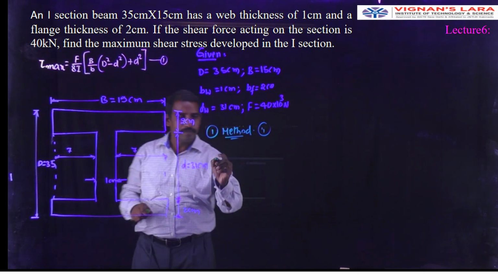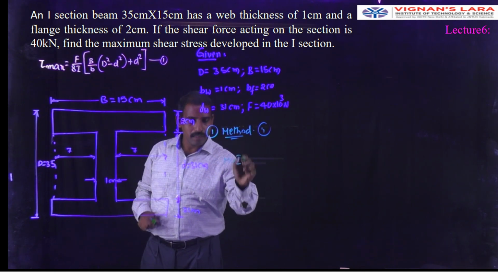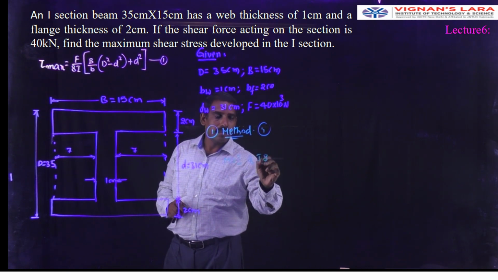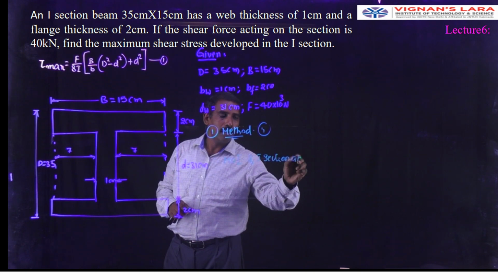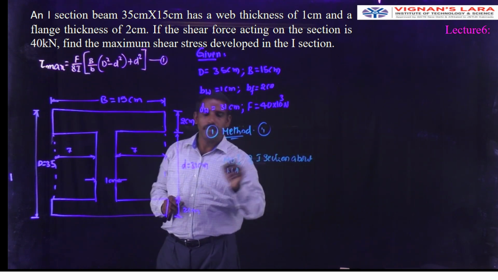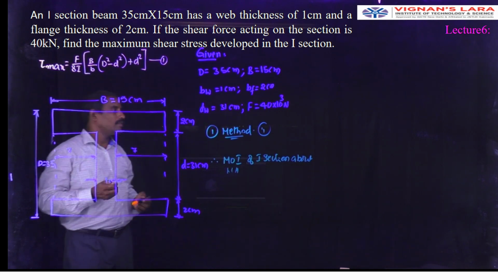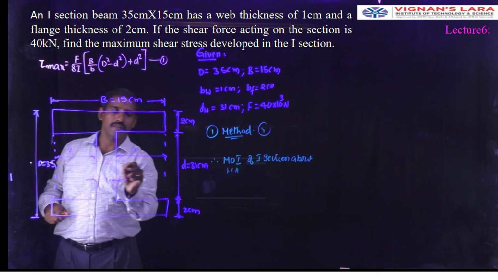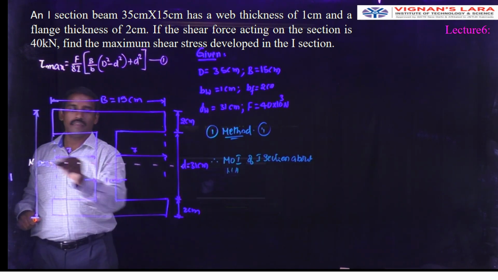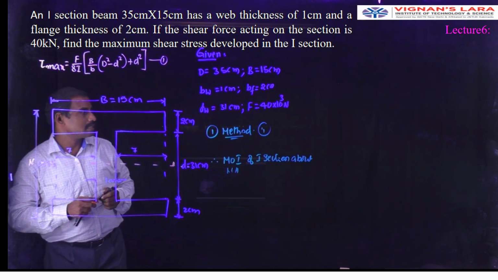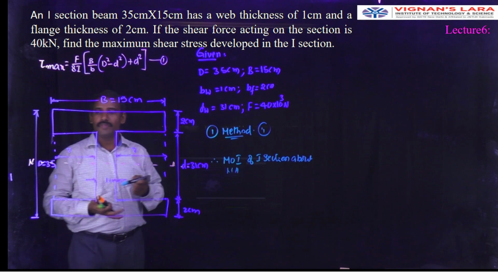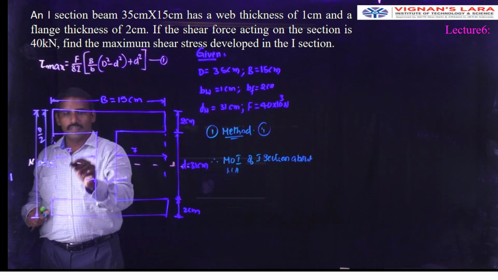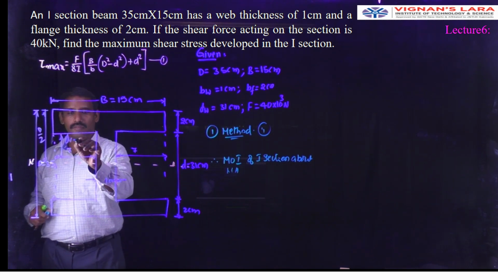So the moment of inertia of the I section about the neutral axis. Due to symmetry about the horizontal and vertical axes, let us assume this is the neutral axis, represented by NA. This is capital D by 2, and this is small d by 2.